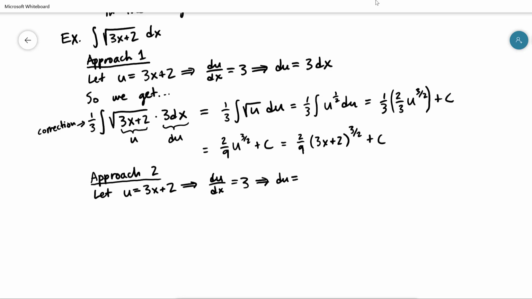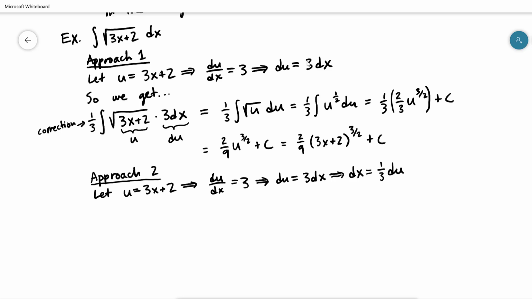I've got that du is equal to 3 dx. I got that by just multiplying both sides of this equation by dx. And now I'm going to solve for the dx instead of the du. So dx, if I get this term by itself, means I need to divide both sides by 3. So it's going to be 1/3 of du, if you want to think about it like that. 1/3 du, or du over 3.